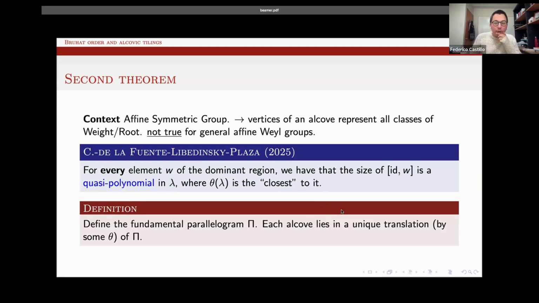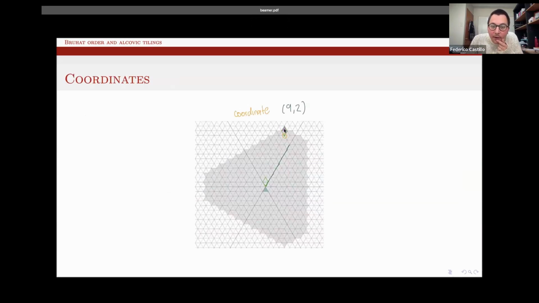Lambda is complicated. I need to give coordinates to this thing. So for example, when I was doing the tiling of this element, I need to have some lambda, and this I'm going to call coordinate 9,2. This is a little convoluted, but basically we take a fundamental parallelogram, and everyone lives in a translation of this fundamental parallelogram. So this element, the purple one, I have to take the fundamental parallelogram and translate by 9,2. That's going to be my parametrization. So when I say quasi-polynomial, I mean I have to plug in the parameters 9 and 2. So that's how you get the parameters.